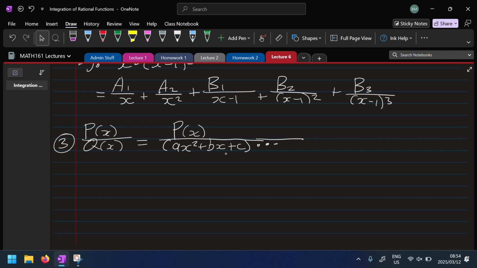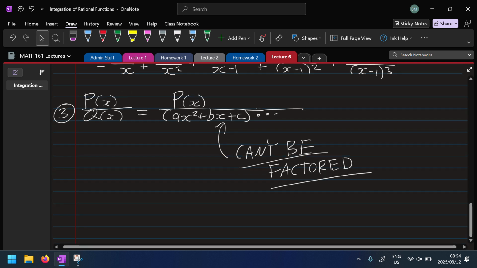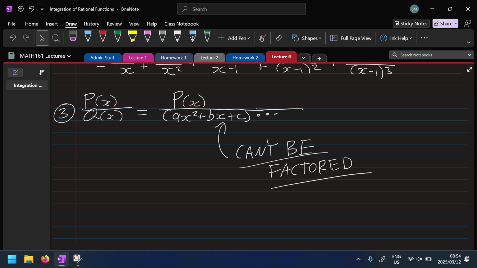So again, just make a note. This quadratic term, whatever it might be, cannot be factored. If it can be factored, then we just go back to case 1. If it can't be factored, we go to case 3. Okay, so that's how you differentiate between the 2. If you've got some quadratic and you can factor it, you go to case 1. If you've got a quadratic that can't be factored, you go to case 3.